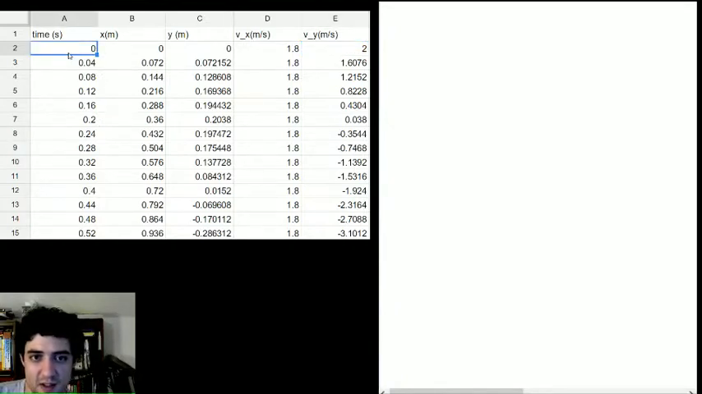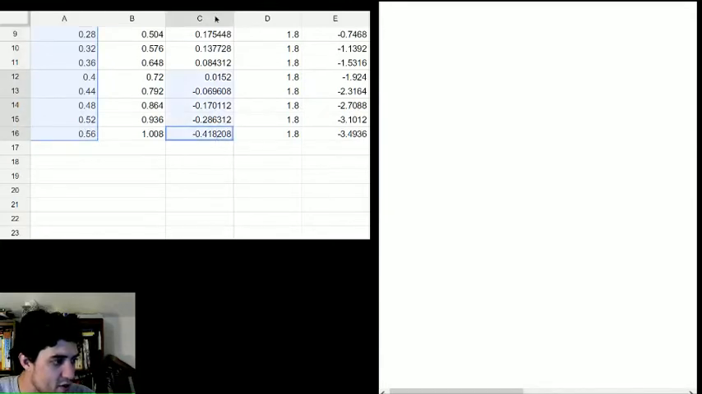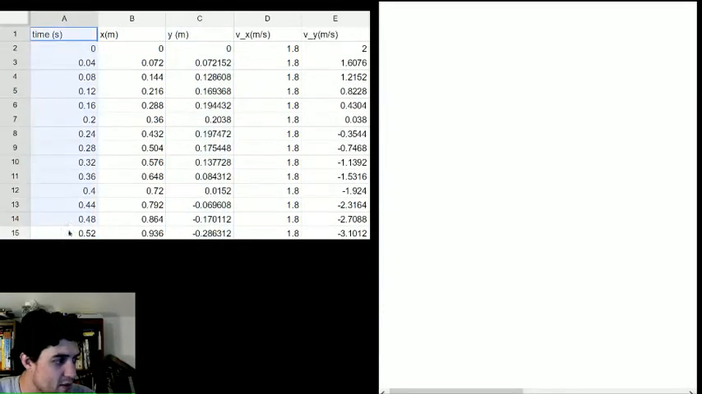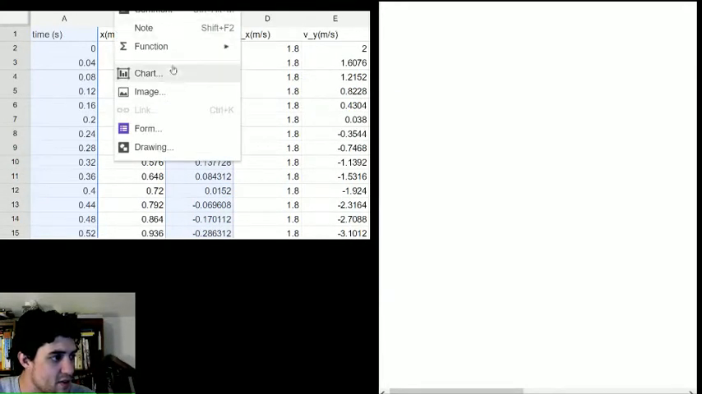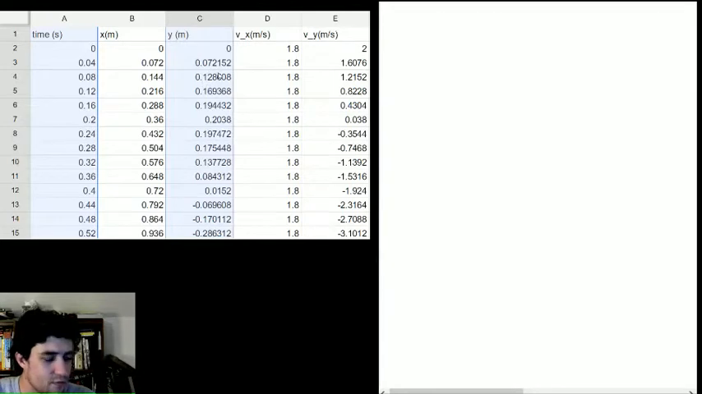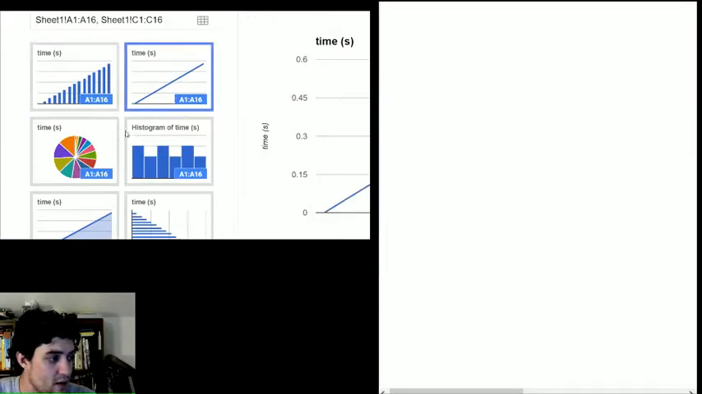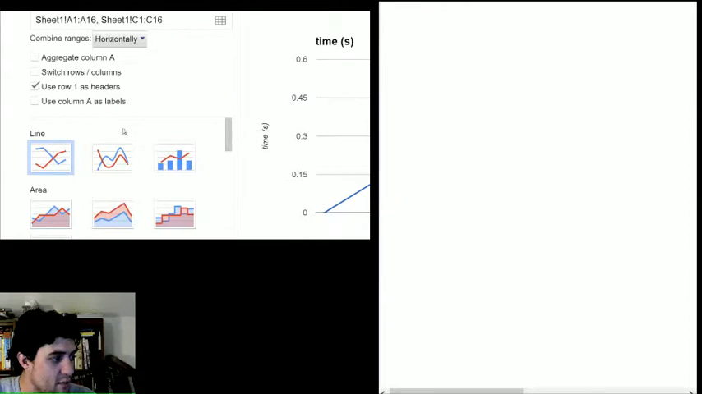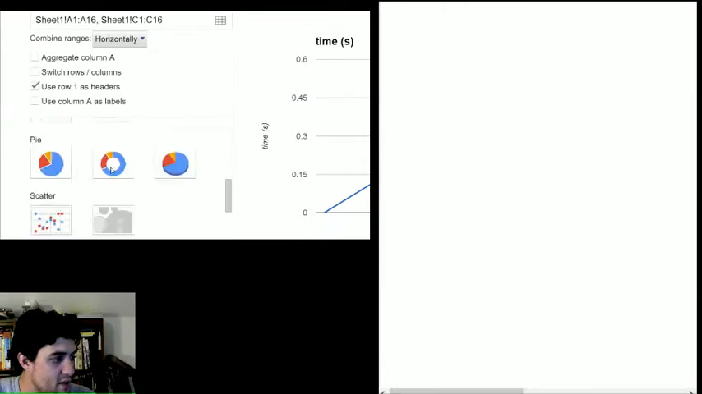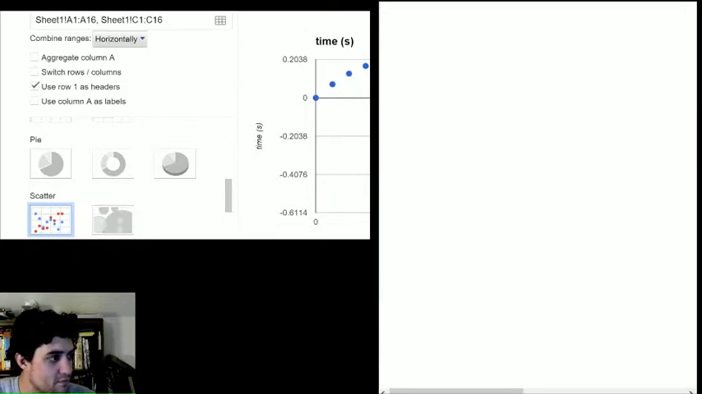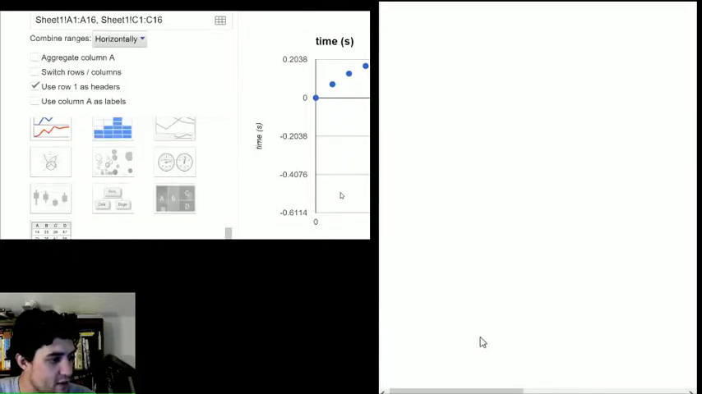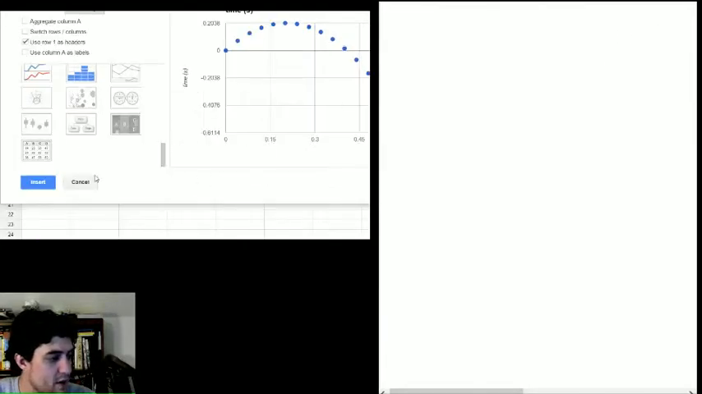So I'm going to throw in this curve that you're looking at that is causing all of these troubles, right? So we want our time versus y. We're going to go ahead and insert a chart. And we want a scatter plot, if we could find that. There we go. Let's zoom out a little bit. There we go. Insert.